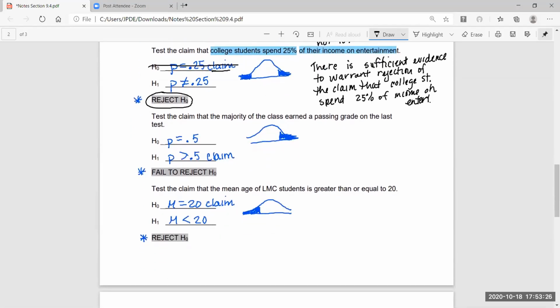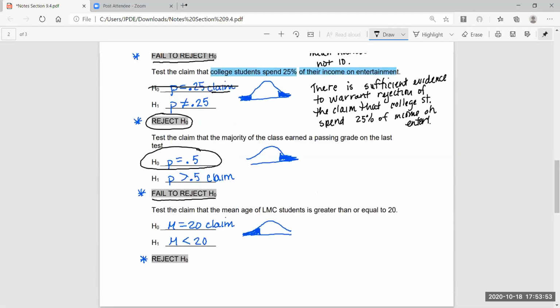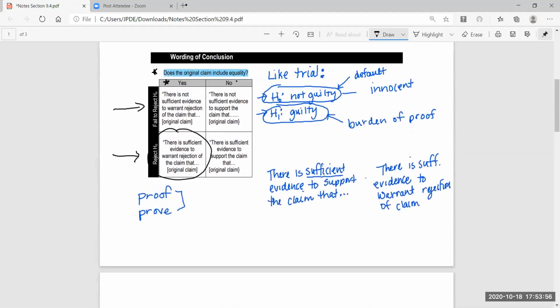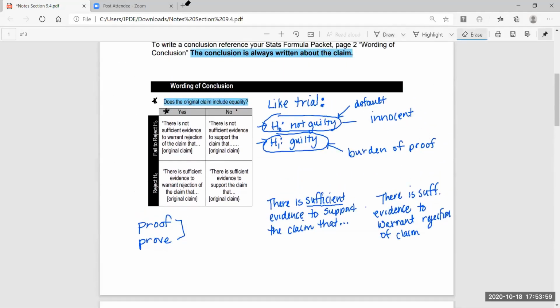Okay, next one. This was the majority. Remember we said majority is over half. So the majority of the class earned a passing grade on the last test. So that's our claim. It says fail to reject. Well, if we're not rejecting it, we're keeping it. So it looks like we're not going to support our claim. Fail to reject, claim does not have an equals. We'll go up here. Fail to reject. Does the original claim have an equals? No. So we're looking at this part.